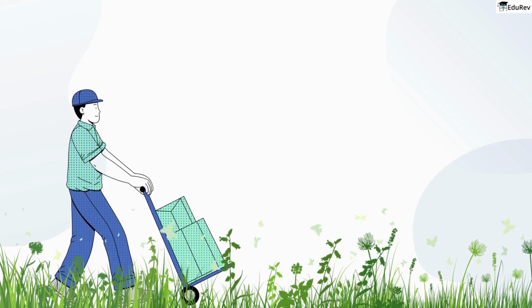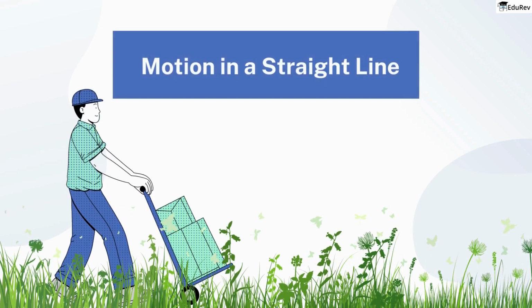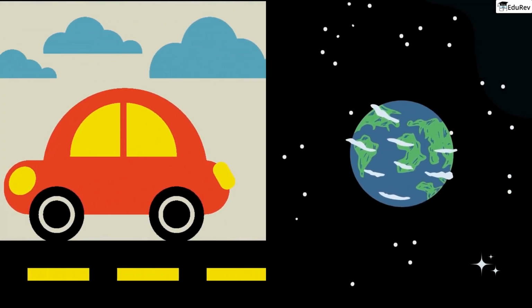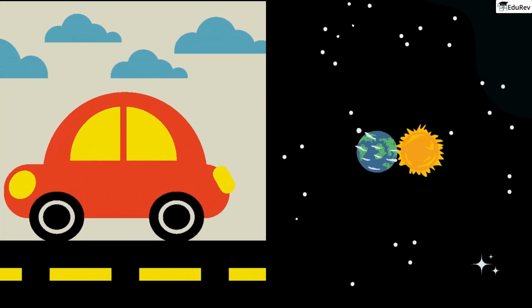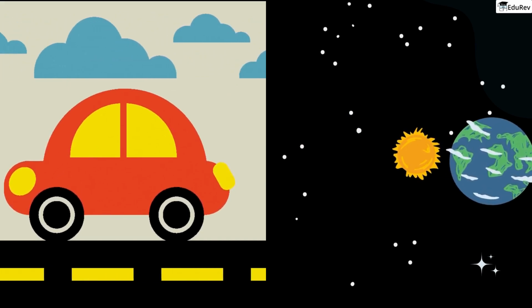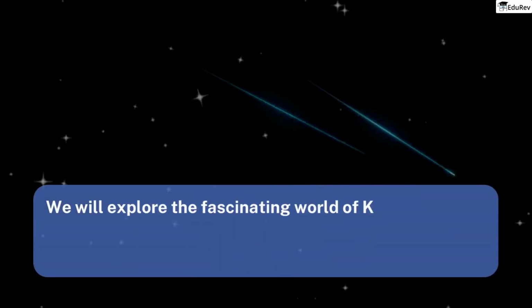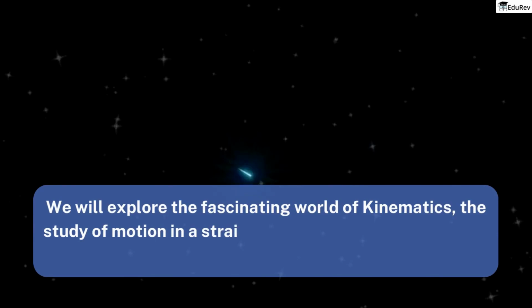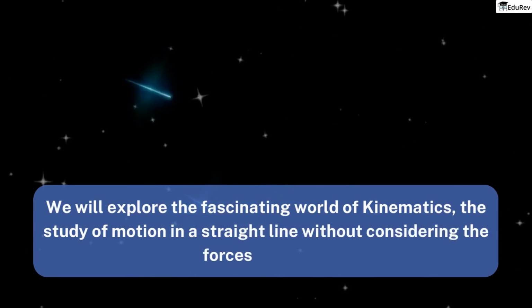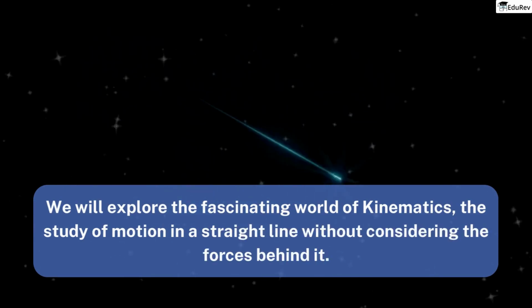Welcome to our exciting chapter on motion in a straight line. From the cars moving fast on the road to the planets orbiting the sun in our solar system, everything around us exhibits motion. Even objects in space, like comets and shooting stars, follow a specific path as they move across the sky. In this chapter, we will explore the fascinating world of kinematics, the study of motion in a straight line without considering the forces behind it.